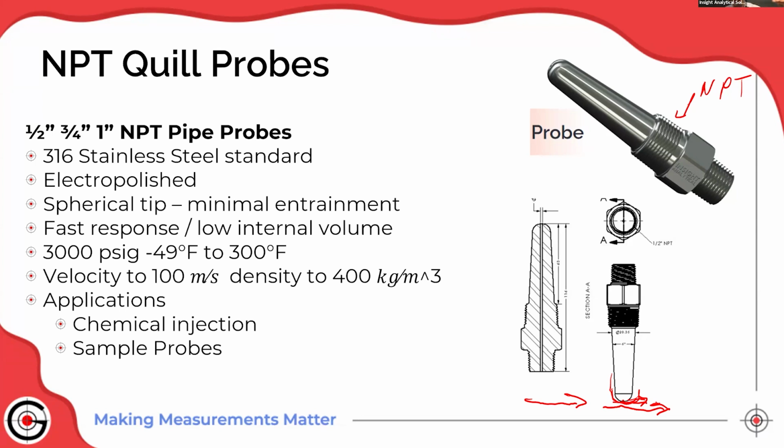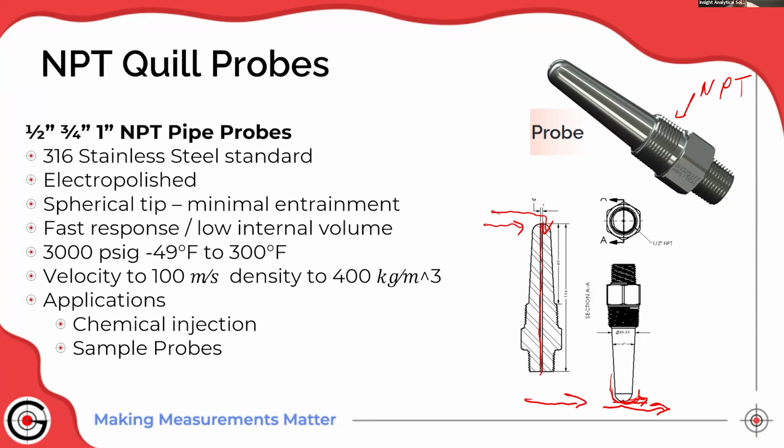That high velocity wants to entrain any particulate or liquid droplets that are in the pipeline and have them move along in the direction of the flow of the pipeline. If we're sampling at 90 degrees to that, it's difficult for that particle to make a 90-degree turn and go into there. So these probes tend to run extremely clean.